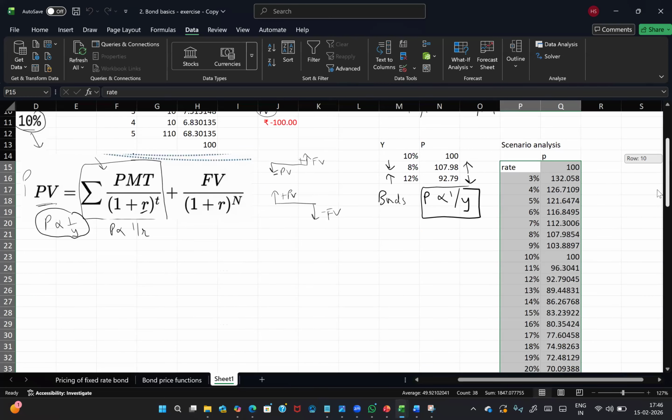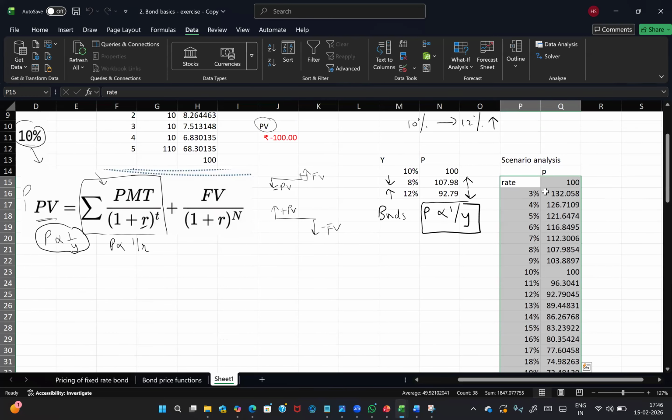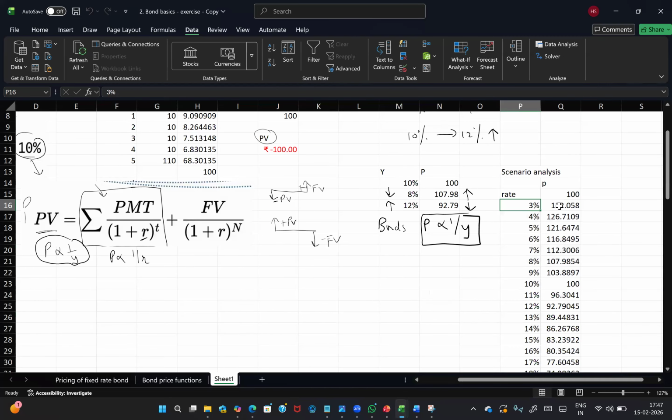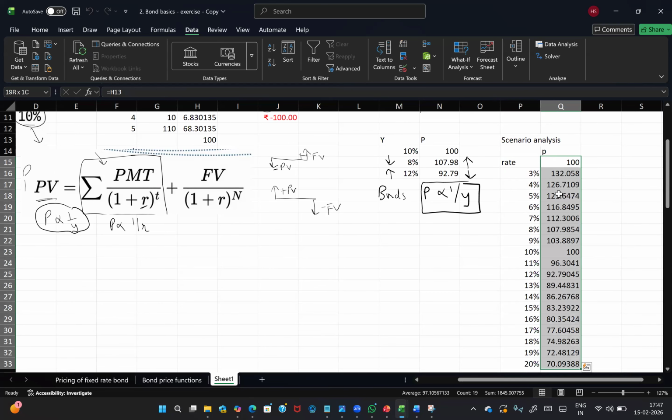As soon as I press OK, you see that you get the entire matrix of rates versus prices. And suppose the rate becomes 3%, the yield falls to 3%, the price of the bond will rise to 132. Okay, so this gives us the entire picture of the rate versus how the price evolves for that rate. Once again, I repeat this process.